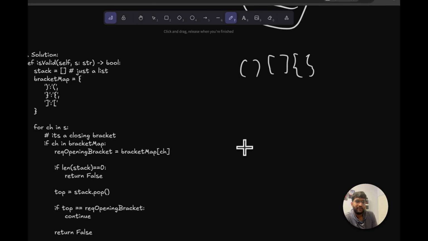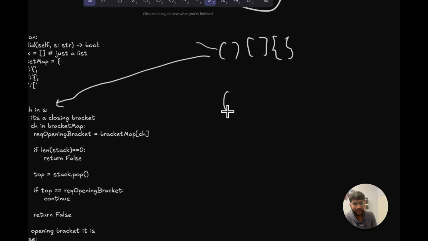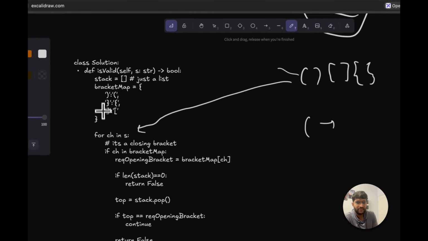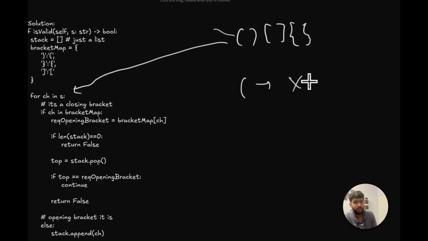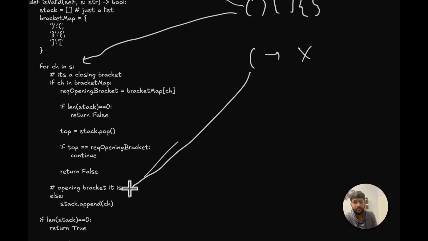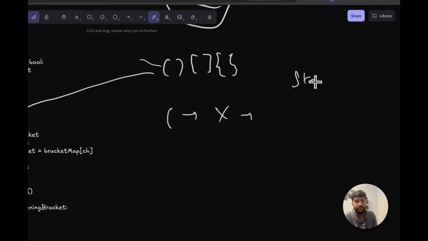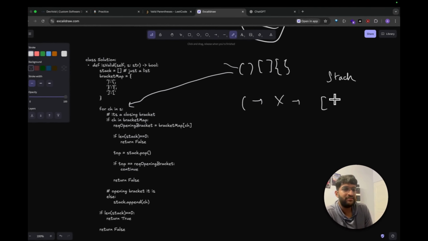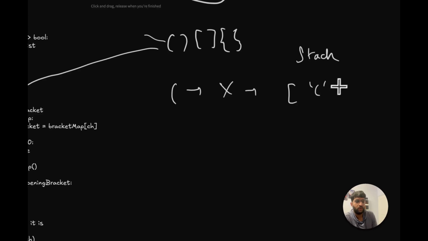We take every character in S over here. So we'll take the first item and ask: is it part of the bracket map keys? Is it a closing bracket? No. So the first if condition is false, and it goes to the else part, which says stack.append. So what happens to the list is, I'm representing square brackets for the list, and I'll represent the opening brackets like this. So this is the stack currently.